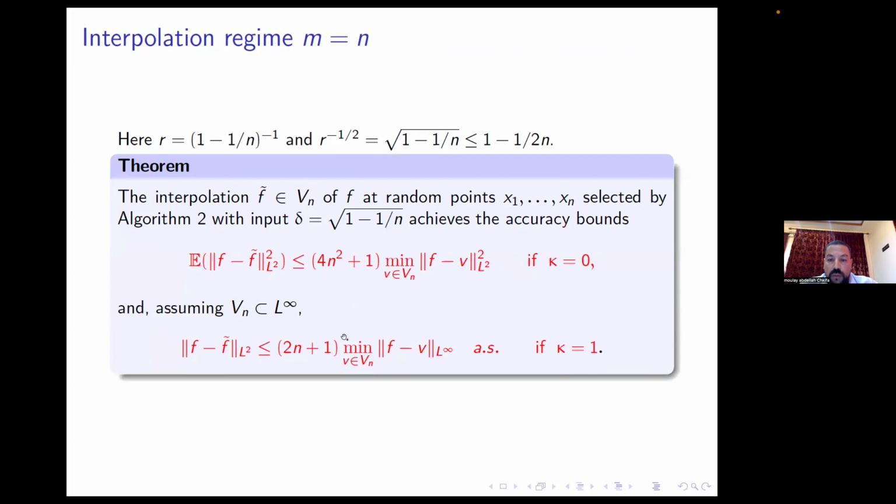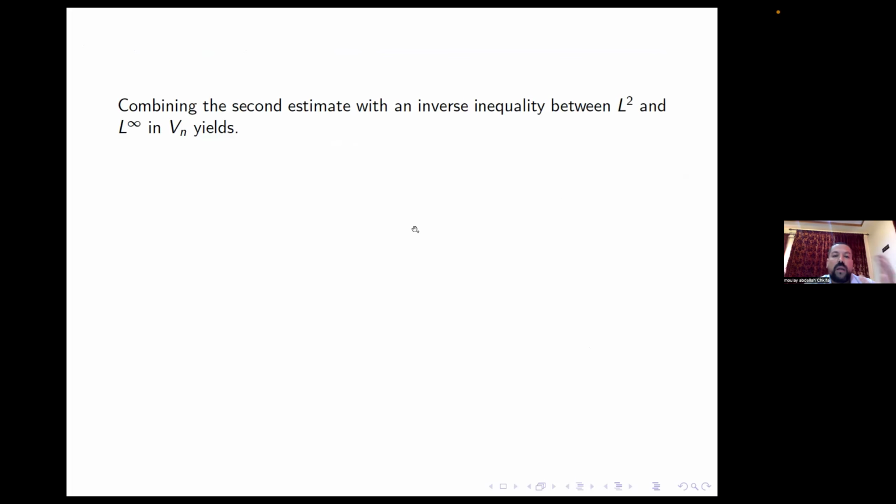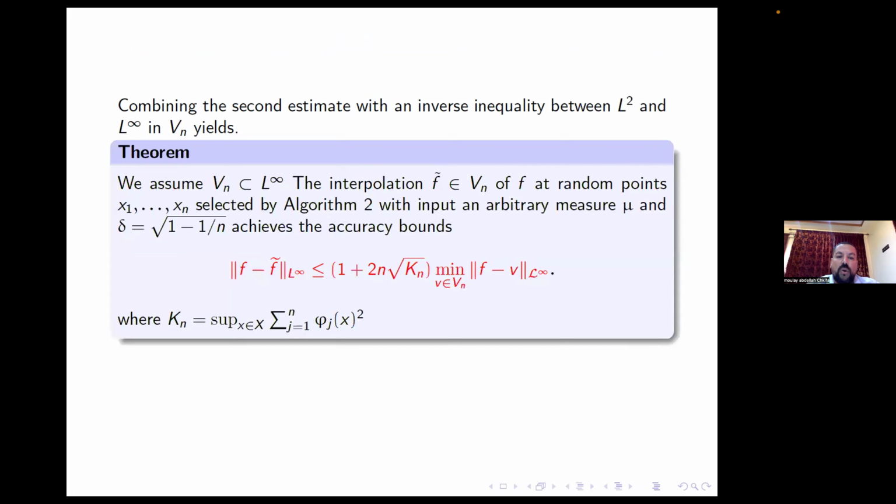So if we stick to this regime, to kappa equal to 1, actually combining the estimate over here with an inverse inequality between the L infinity and the L2, which always involves the Christoffel function or the maximum of the Christoffel function, we get the following result. The interpolation approximation, because m is equal to n, at the points selected by the algorithm with the input, achieves a convergence in the L infinity sense, which we can relate to the best convergence in the L infinity sense, in the uniform sense, up to some constant, a Lebesgue constant here, which is 2n square root of kn.